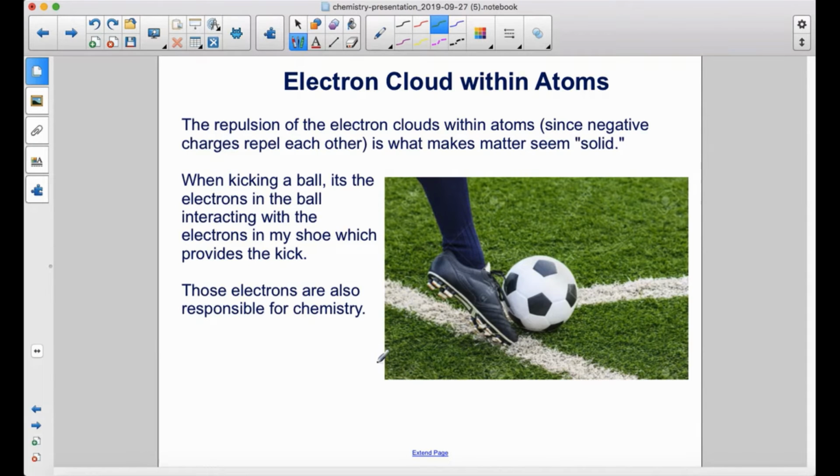The repulsion of the electron clouds within atoms, since negative charges repel each other, is what makes matter seem solid. When kicking a ball, it's the electrons in the ball interacting with the electrons in my shoe which provides the kick. Those electrons are also responsible for chemistry.